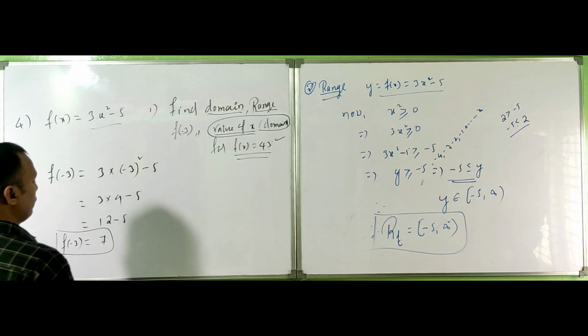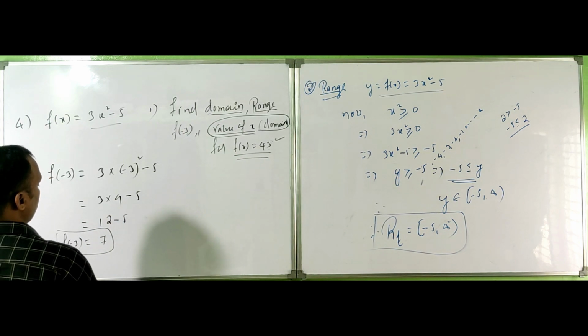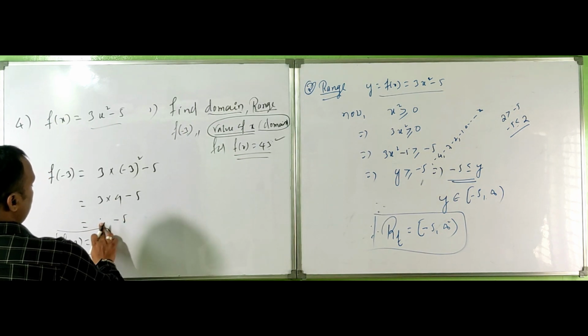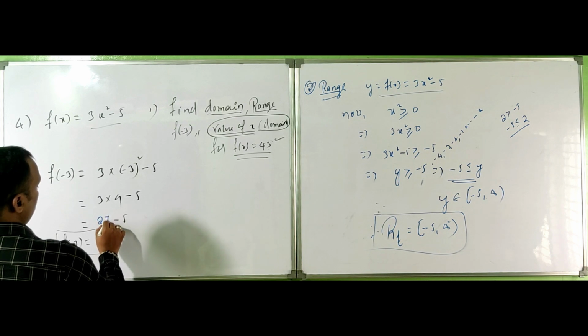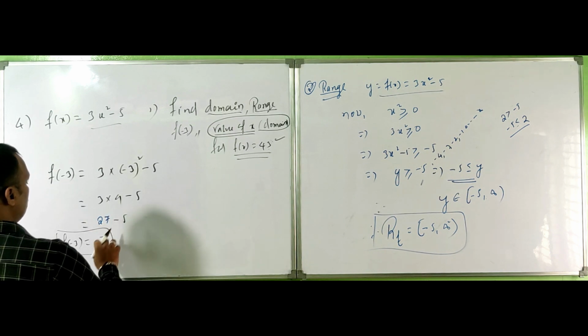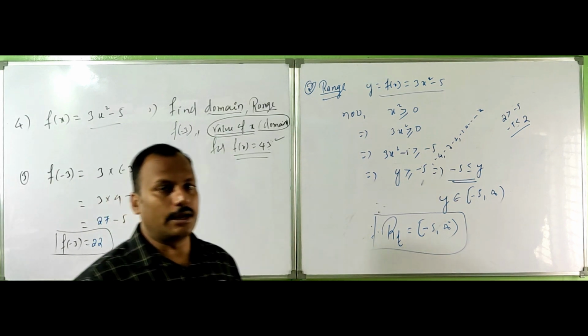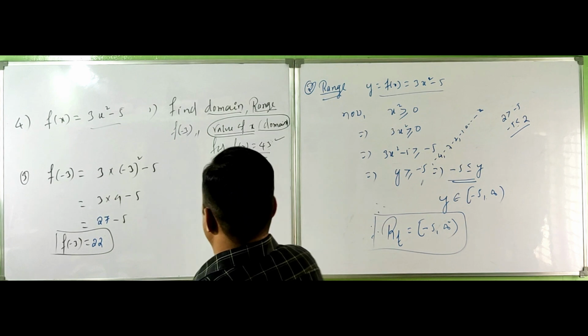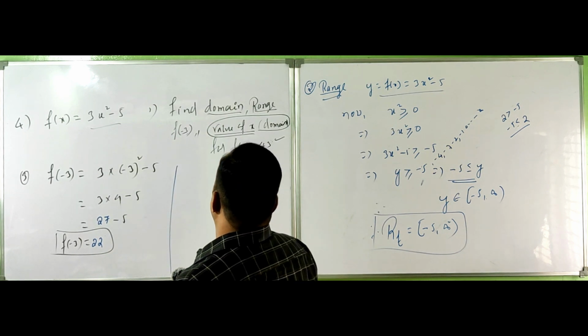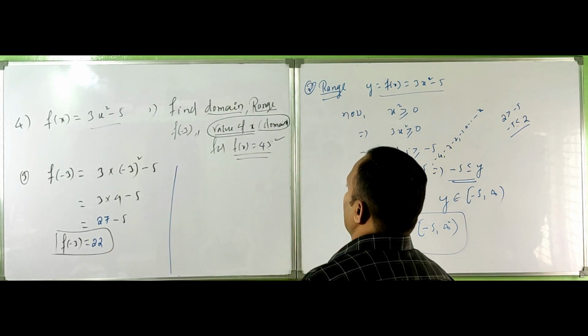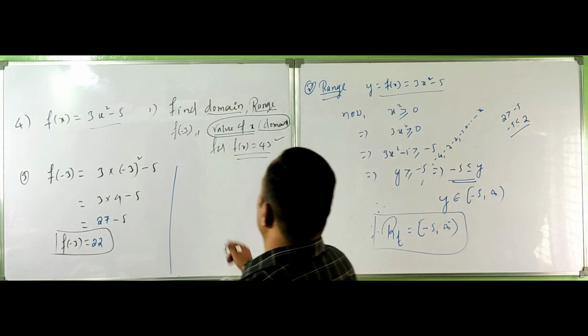And 21, 27, sorry. This is 27. So 27 minus 5 is 22. 93, not 9 plus 3. 93. Right? Next one is the value of x in the domain for which f of x is equal to 43.